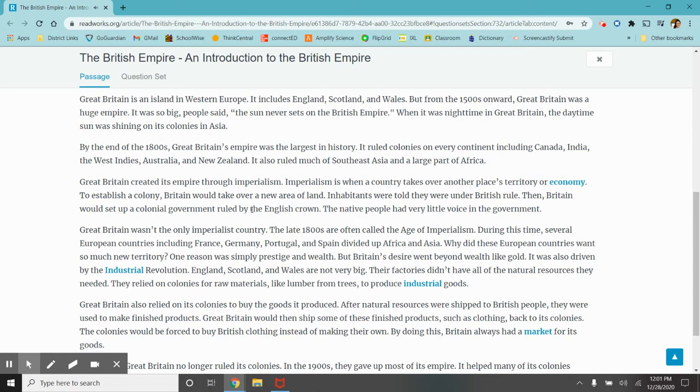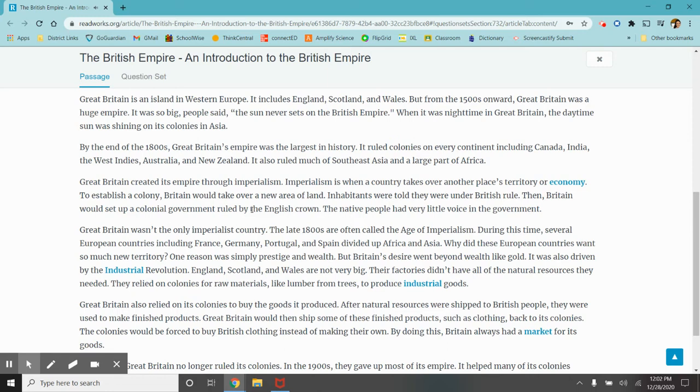It was also driven by the Industrial Revolution. England, Scotland, and Wales are not very big. Their factories didn't have all of the natural resources they needed. They relied on colonies for raw materials, like lumber from trees, to produce industrial goods. Great Britain also relied on its colonies to buy the goods it produced.